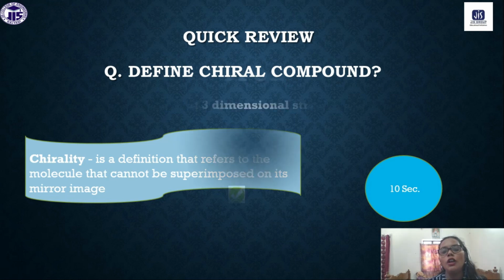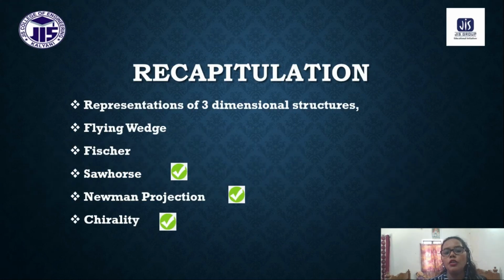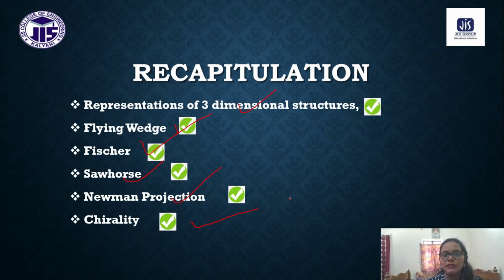So this is the recapitulation. Whatever we have discussed today, we have discussed the representation of three-dimensional structures. Some of the projections we have seen are flying wedge, Fischer, Sawhorse and Newman. We have also seen the interconversion of those projections, and chirality: how we can define chiral compounds, and what examples we have seen.